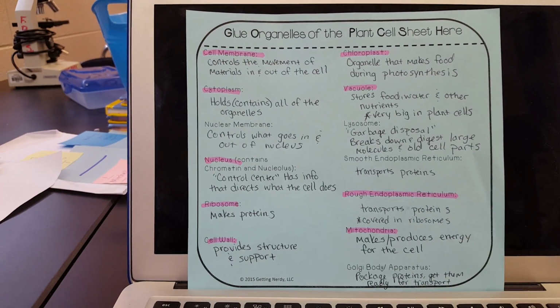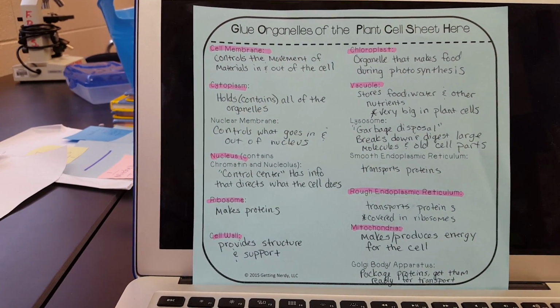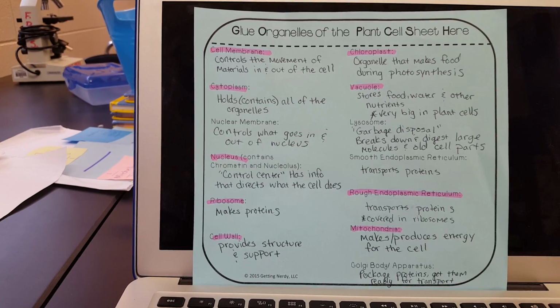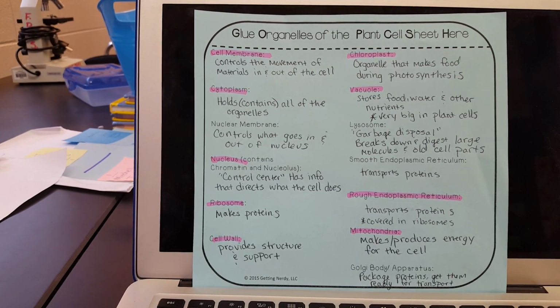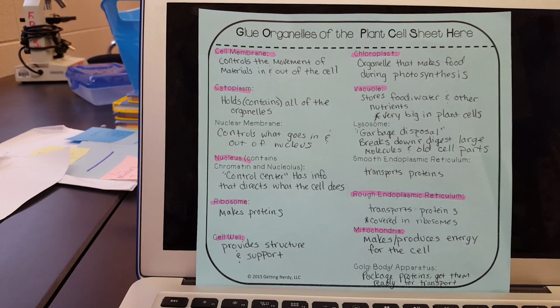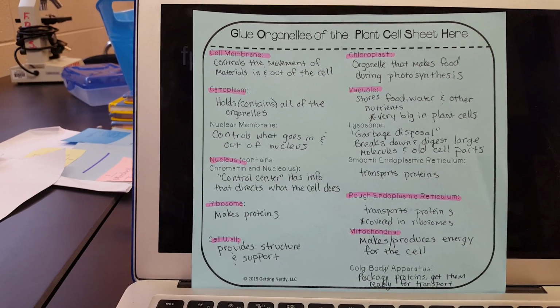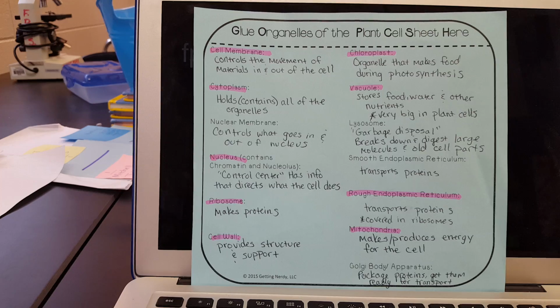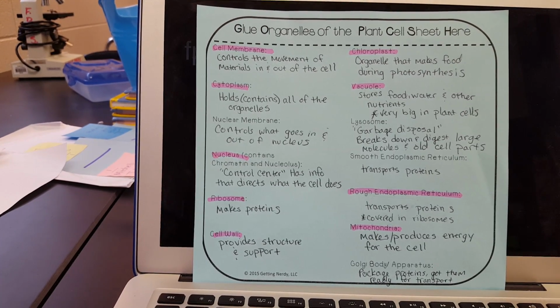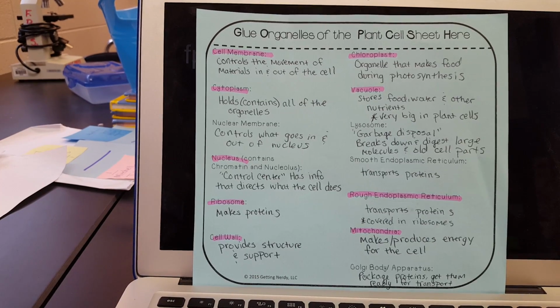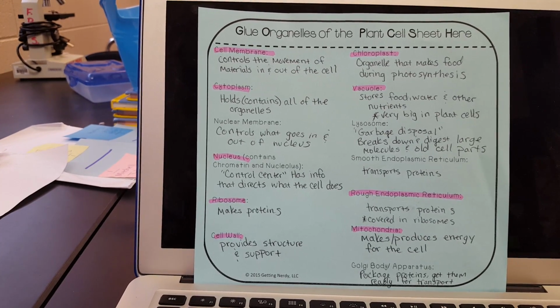On this list, I'm not going to repeat everything that I just said. I'll skip to some of the new ones, such as the chloroplast. That would be only found in plant cells, and it makes food during photosynthesis. I want you to realize that the vacuole in a plant cell is very large. And then the cell wall provides structure and support.